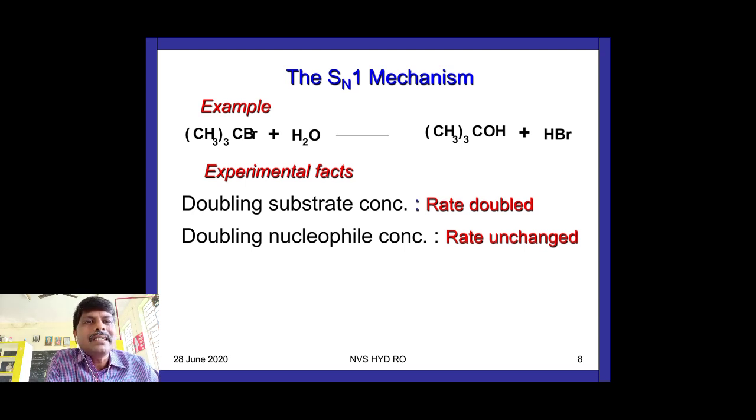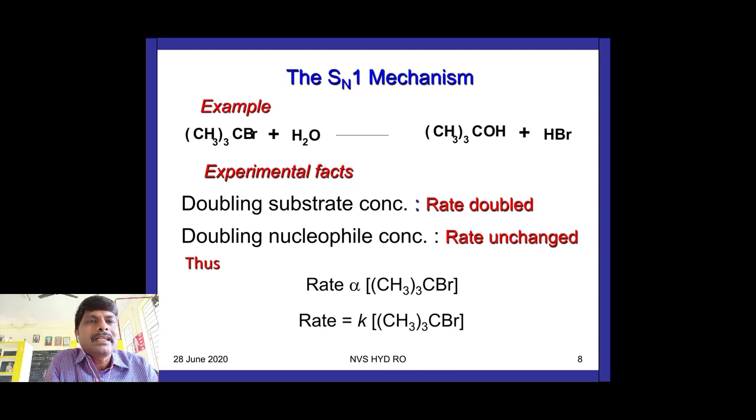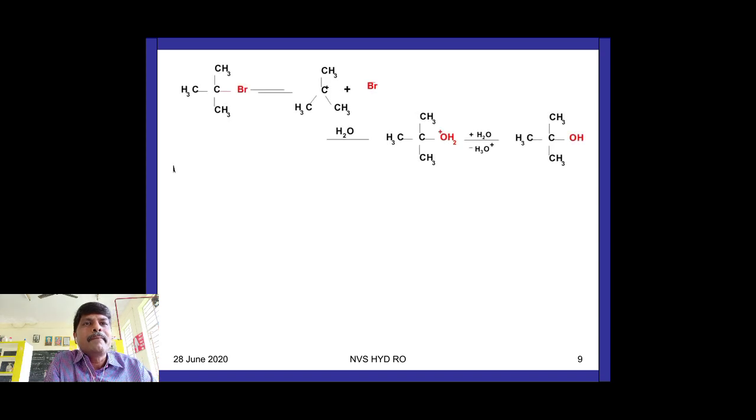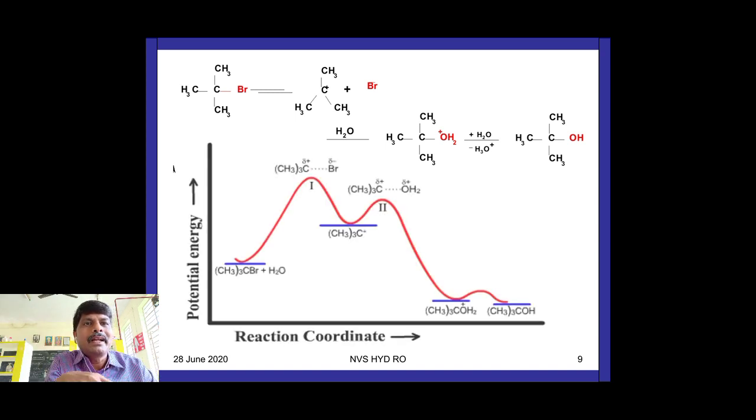If you double the concentration of nucleophile, the rate is unchanged. So you double the concentration of alkyl halide, the rate becomes doubled, but double the concentration of nucleophile, the rate becomes unchanged. Thus the rate depends on the concentration of alkyl halide only. That means it is a first order reaction. The number of atoms or molecules participating in the rate determining step is 1, so its molecularity is 1.